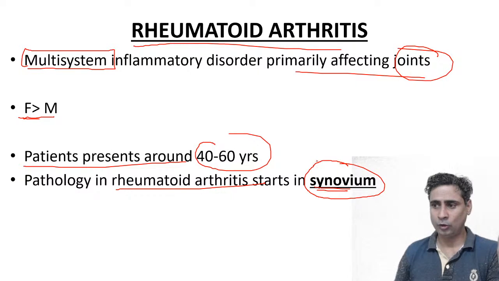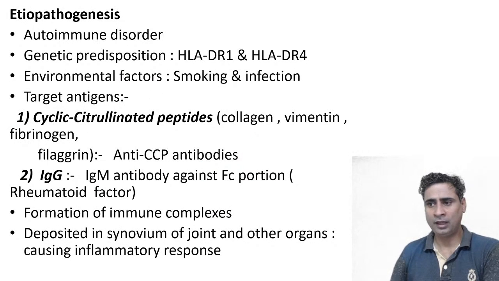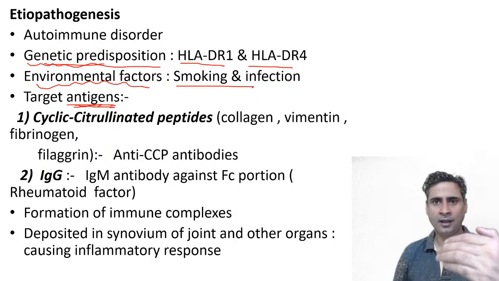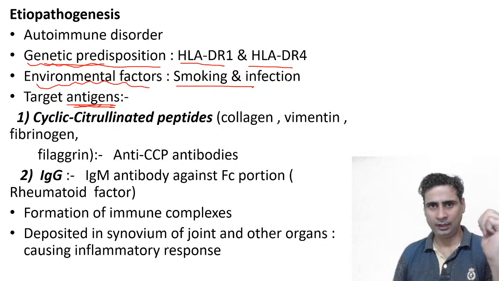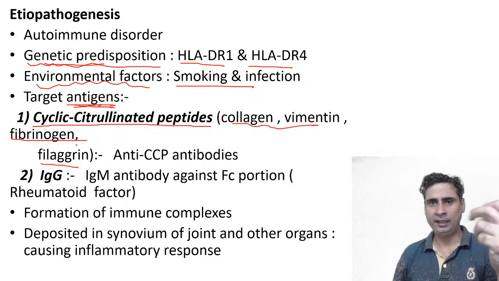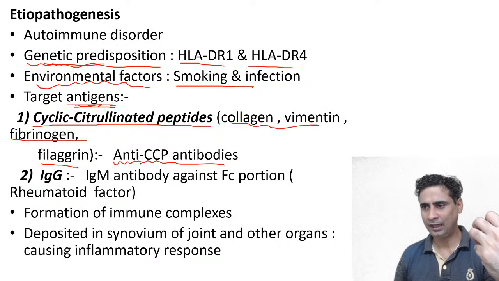So what happens in rheumatoid arthritis? As you all know, it is an autoimmune disorder. There will be development of autoantibodies against self-antigen. In a genetically predisposed individual having HLA-DR1, DR4, environmental factors like smoking and infections trigger the development of autoantibodies against self-antigens. The two important target antigens are cyclic citrullinated peptides, that is citrullinated collagen, fibrinogen and filaggrin. Antibodies against these self-antigens are developed, leading to anti-CCP antibodies.